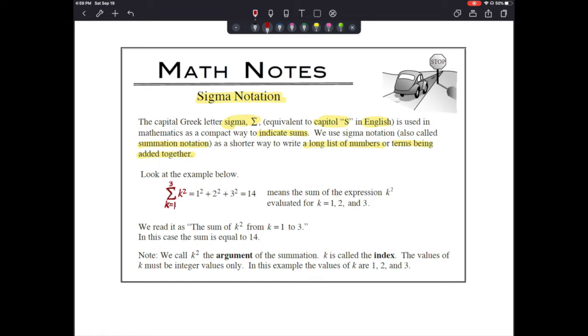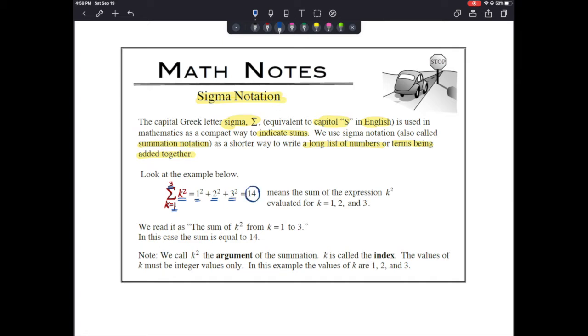We know that we're finding the sum from the first term to the third term of the series that's defined by this function rule, k squared. So you'll see there, our first term would take 1 and plug it in, so we have 1 squared, plus our second term would be 2 squared, plus our third term would be 3 squared. When you find the sum, you get 14.